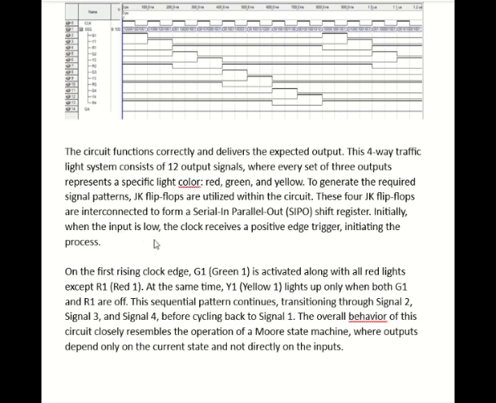Initially, when the input is low, the clock receives a positive edge trigger, initiating the process. On the first rising clock edge, G1, green one, is activated along with all red lights except R1, which is red one. At the same time, Y1, yellow one, lights up only when both G1 and R1 are off. This sequential pattern continues, transitioning through signal 2, signal 3, and signal 4 before cycling back to signal 1. The overall behavior of this circuit closely resembles the operation of a Moore state machine, where outputs depend only on the current state and not directly on the input.